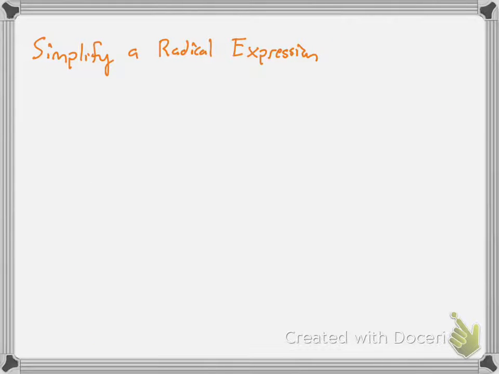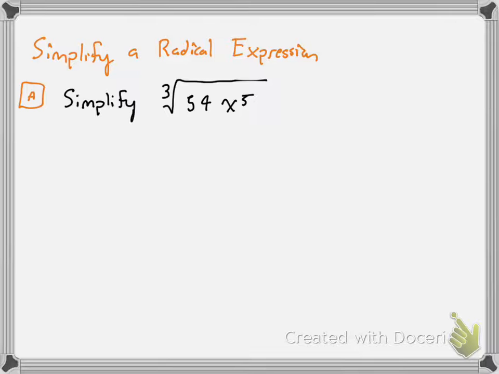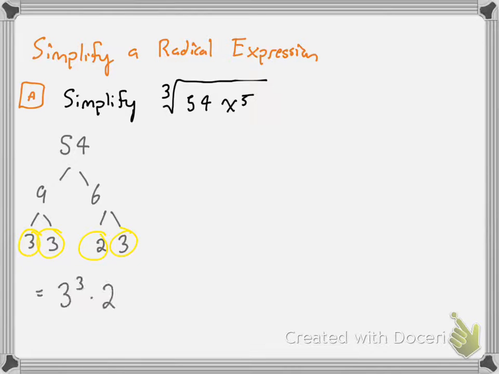Next, I'm going to look at simplifying a radical expression, so basically the same thing, but with variables in it. First I want to simplify the cube root of 54 times x to the 5th power. I'm going to start by doing a prime factorization of 54. I'm going to take 54 and break it down, and break both of those down again, and here I'm left with 54 as 3 times 3 times 3 times 2, or 3 cubed times 2.